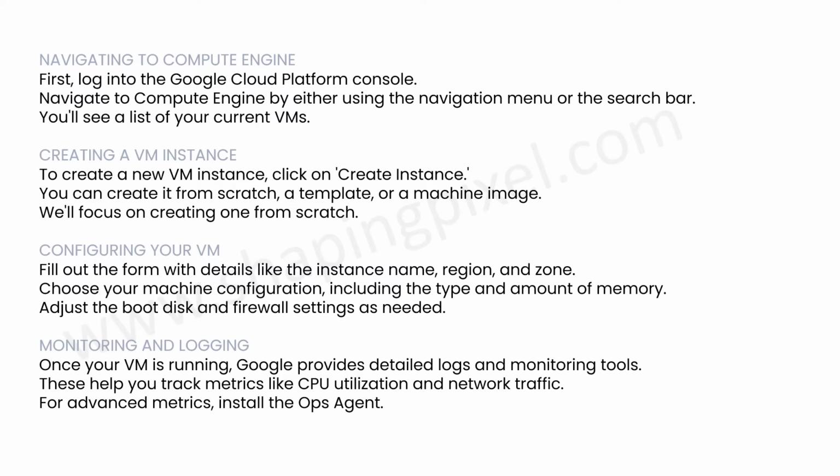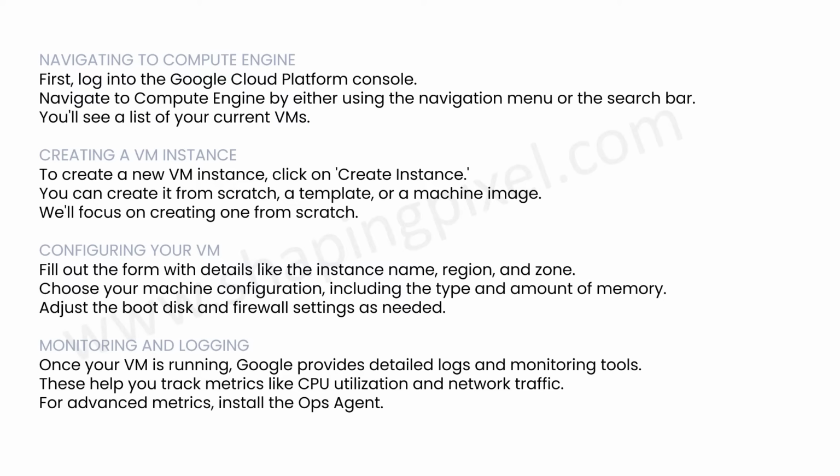Creating and managing virtual machines with Google Compute Engine can seem overwhelming. Let's focus on the main features to get you started quickly and efficiently. First, log into the Google Cloud Platform console. Navigate to Compute Engine by either using the navigation menu or the search bar. You will see a list of your current VMs. To create a new VM instance, click on Create Instance.